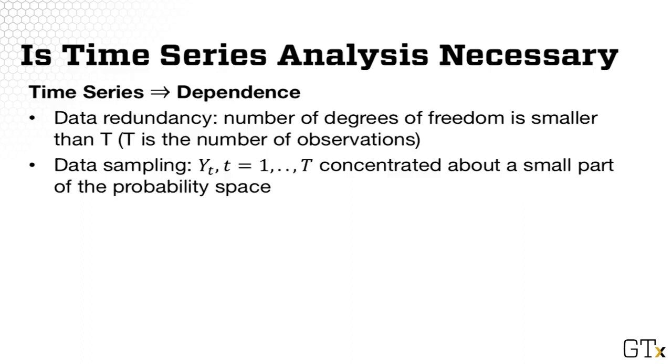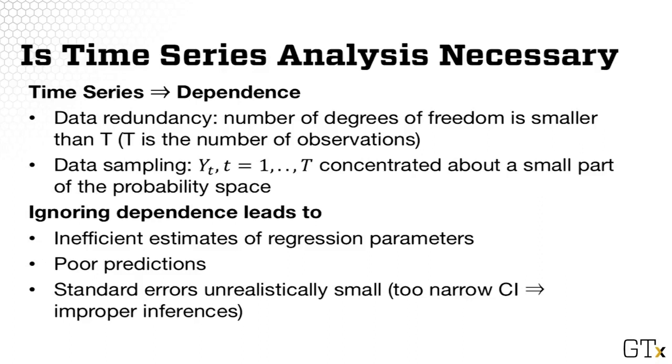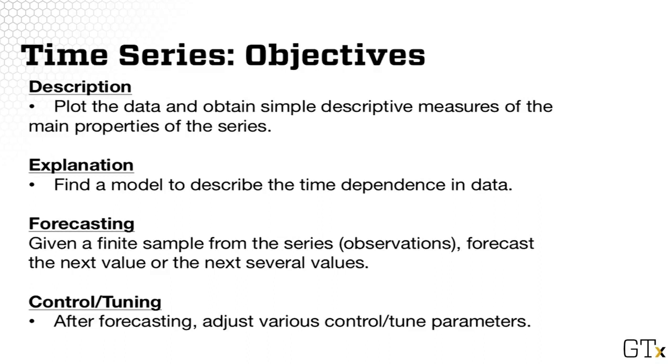But why do we need yet another set of statistical modeling tools to model time series data? The main reason is that the time series response data are correlated. This correlation results in a much smaller number of degrees of freedom than otherwise assumed under independence. Moreover, because of the correlation, the data are concentrated into a smaller part of the probability space where the data lie. Ignoring dependence leads to inefficient estimates of the parameters in a model. It leads to poor predictions, to standard errors unrealistically small, in other words, leading to narrow confidence intervals, thus improper statistical inferences.